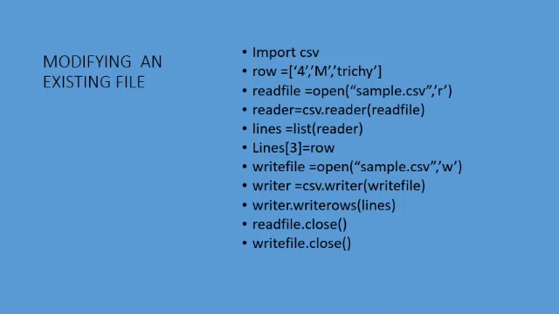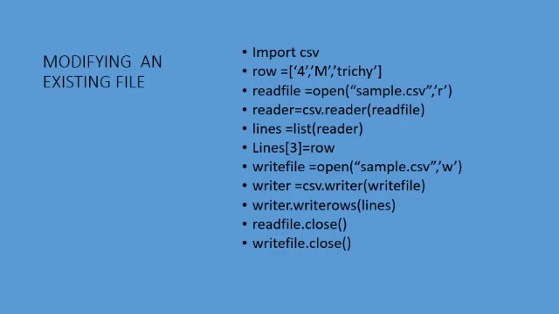Now what did I do? Simply I am reading the file, then I am changing the content. Next, I am going to write the file. For that, I am using a variable called write file. Write file equal to open of sample.csv in write mode. So the open function opens sample.csv in write mode. It is stored in write file.